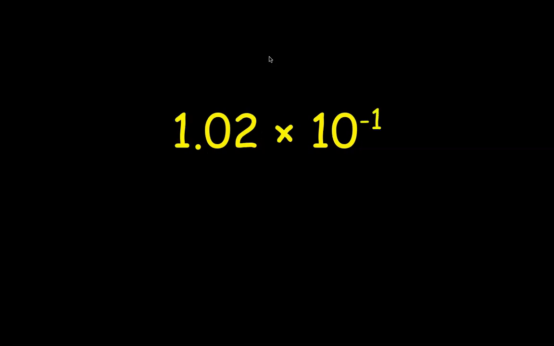0.102. Pause the video, and when you are ready, continue. Most important digit, that one. On its own, it would be 1 times 10 to the minus 1. Put in the other digits, 1.02 times 10 to the minus 1.